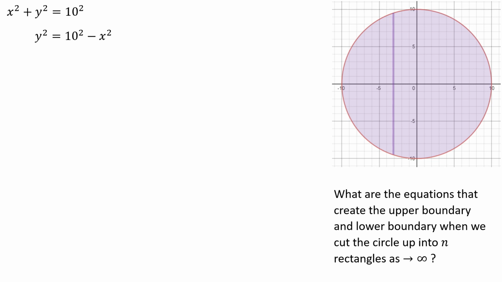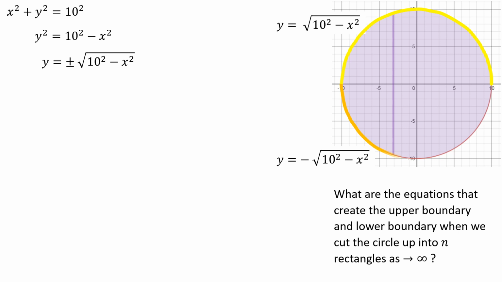So if I want to know the value of y, I better start by subtracting x squared. Undo the squared by taking the square root. And you're like, oh, when it's a positive square root, that forms the top half of that circle. That's our upper limit, our boundary. When we have the negative in front of the square root, that's the bottom half of the circle, the lower boundary.